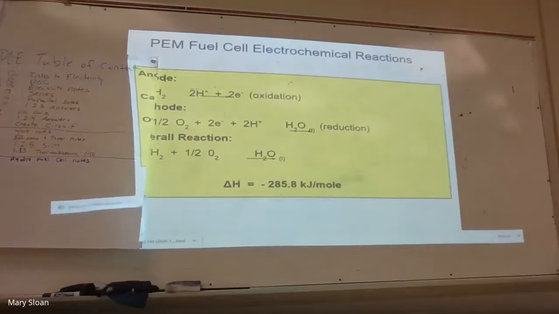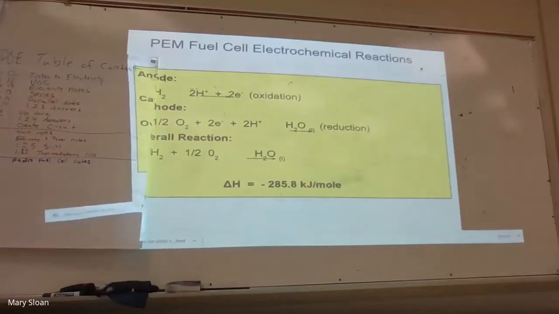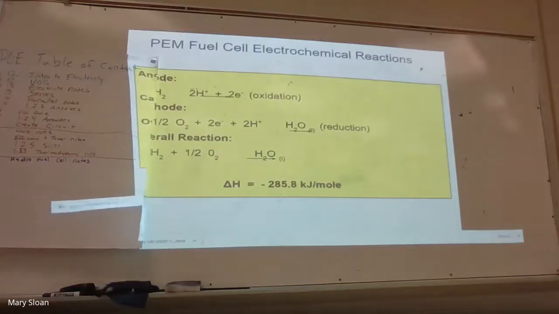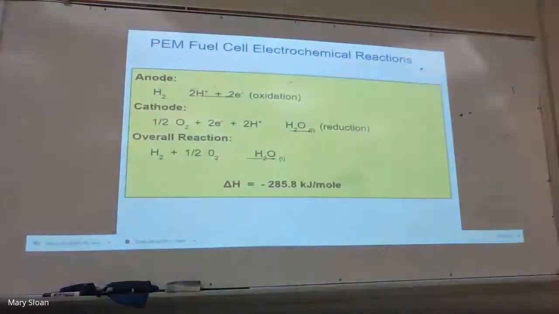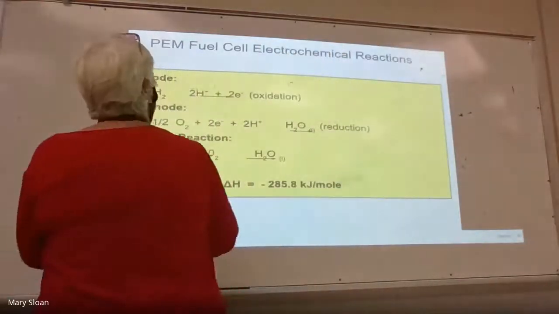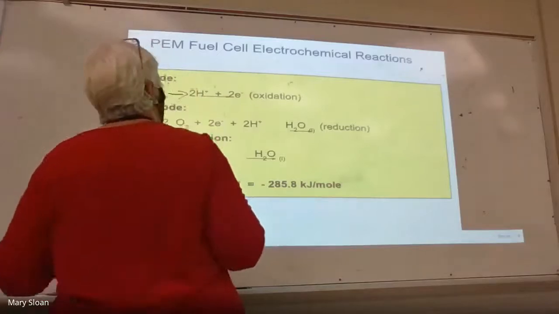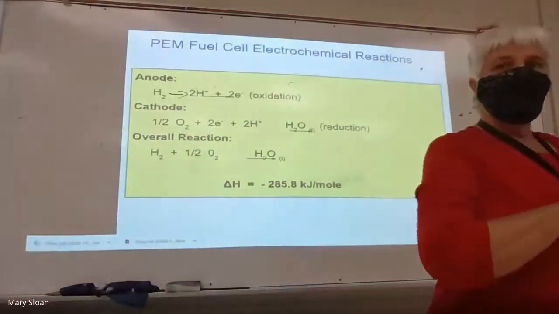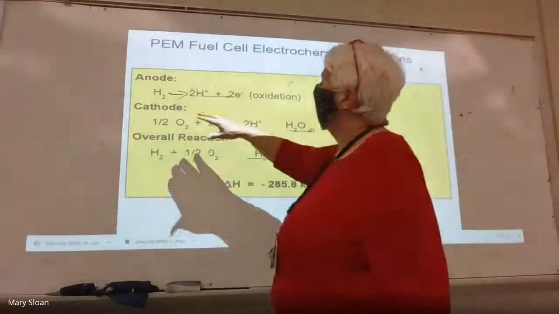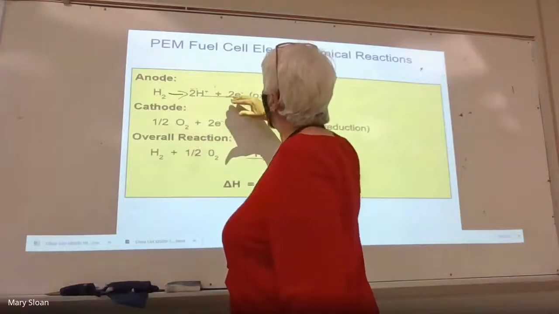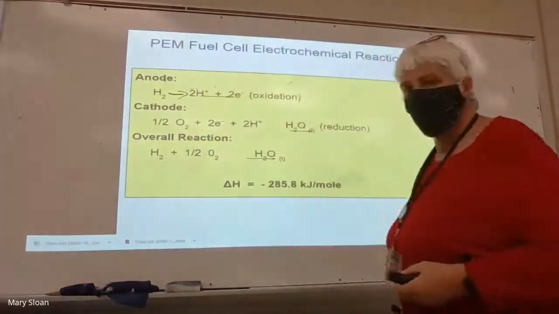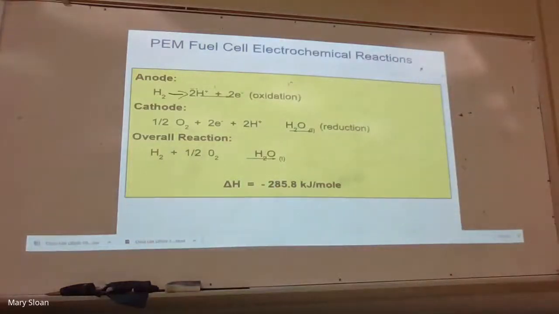When you talk about an anode, you've got H2, and it should have an arrow, which I don't have on mine. Maybe it's on yours. What it does is it takes these two elements of hydrogen and it breaks it down into a positive and a negative charge. So hydrogen breaks down into 2H+ and then your negative, which is your 2 electrons.